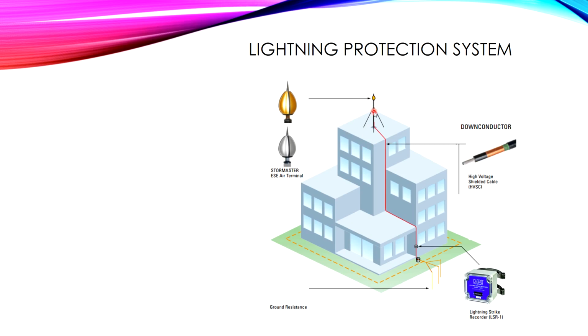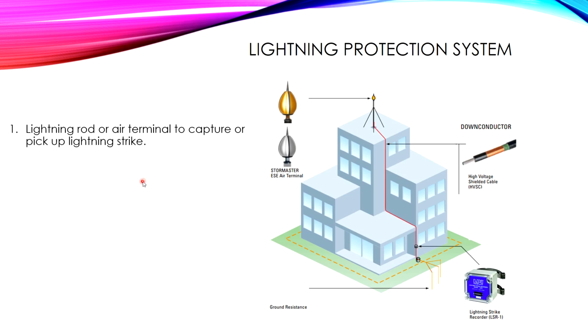Now the lightning captured by the air termination system will pass through a wire, which is called the down conductor, which is a high voltage shielded cable used to take the lightning strike from the air termination system to the earthing system. Okay, now you will find that we have here a small device called the lightning strike recorder. This one is used to record the number of strikes hitting the building.